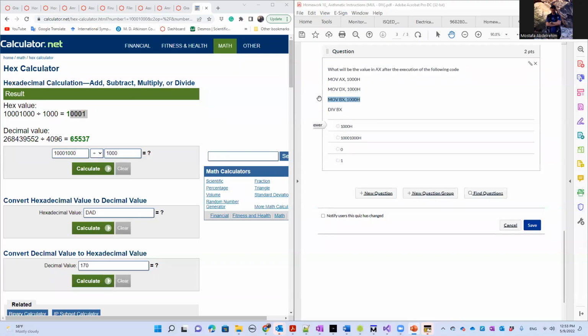So let's now go to the last question. What will be the value in AX after the execution of the following code? Move AX, 1000 hexadecimal, move DX, 1000 hexadecimal, move BX, 1000 hexadecimal, and div BX. Again, it's important to know the size of the operand of the div instruction, and in that case it's 16 bits.